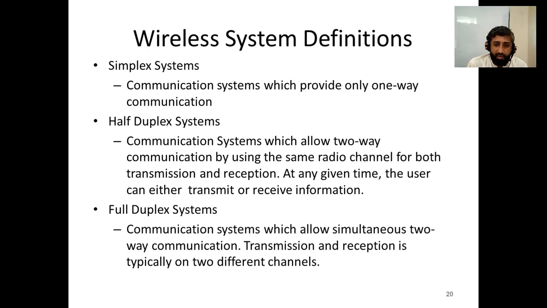Sometimes we have half duplex system. In half duplex system we have one channel, but we use the same channel for two-way communication, so at a given time only one station is allowed to transmit the information. So actually that is a kind of time duplexing where one station transmits at certain time, and then when it completes its transmission, the other station starts transmitting.